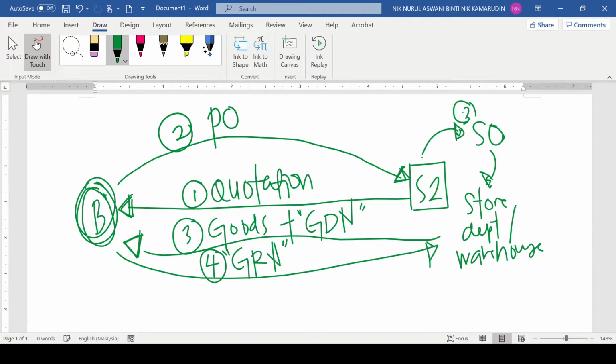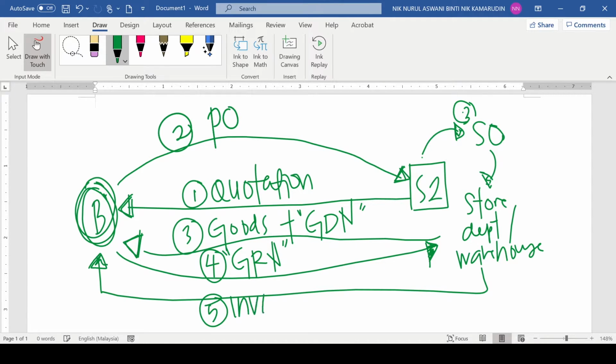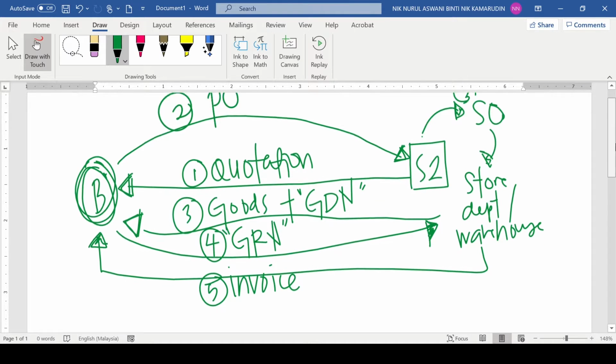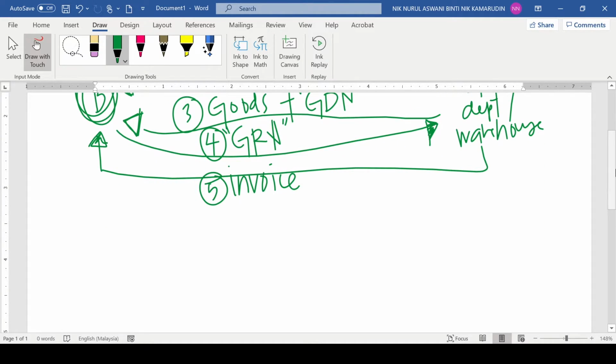Once they accept your goods received note, they are going to issue you an invoice. What happens when they issue you an invoice? They basically have prepared your account.